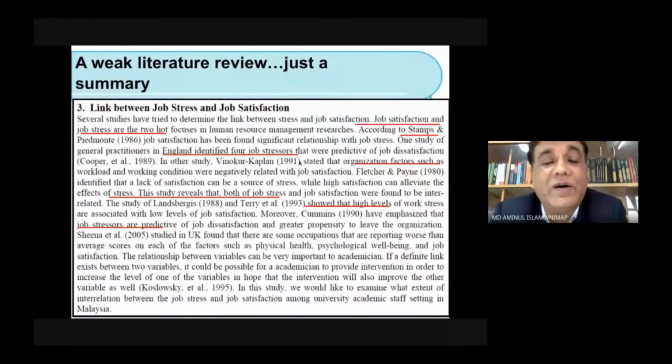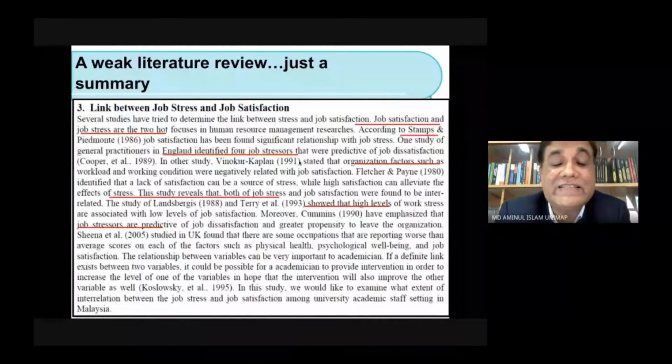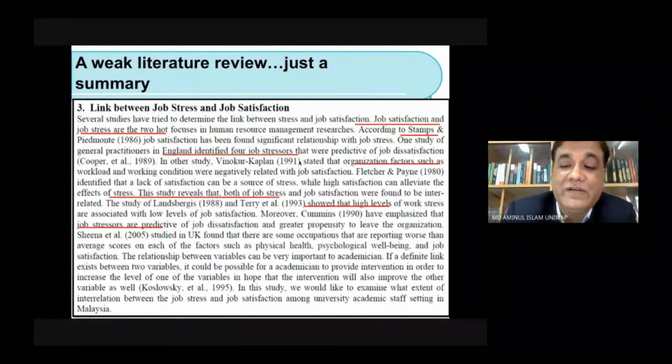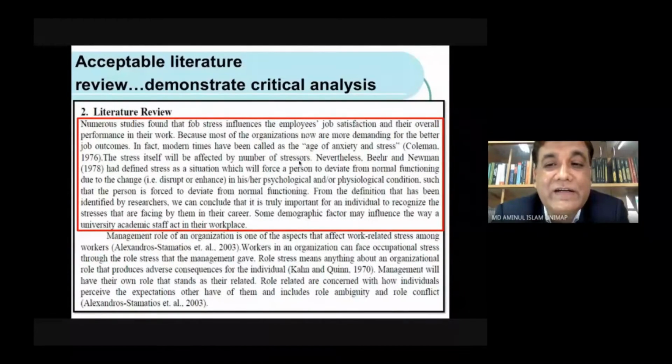This is an example of a weak literature review. If you read, you would know how badly this literature review is written. This is taken from an original thesis, okay? As I'm going to give you the slide, I'm not going to read and spend time here. This is an acceptable literature review. Look at it, you know how well written this piece of work is.